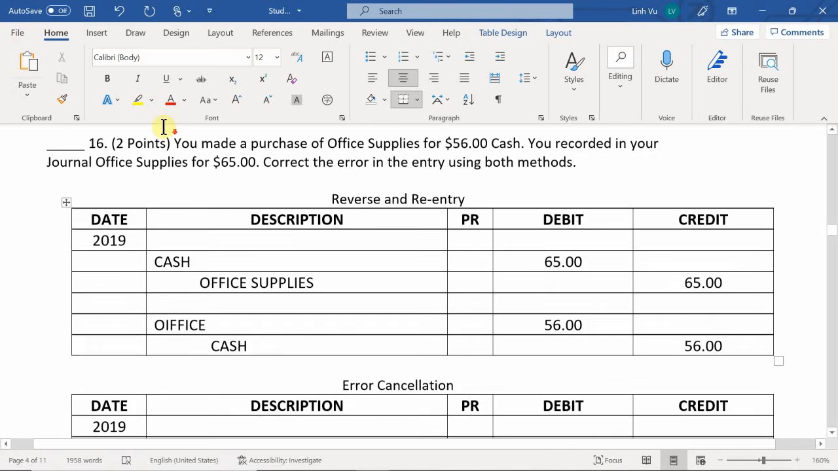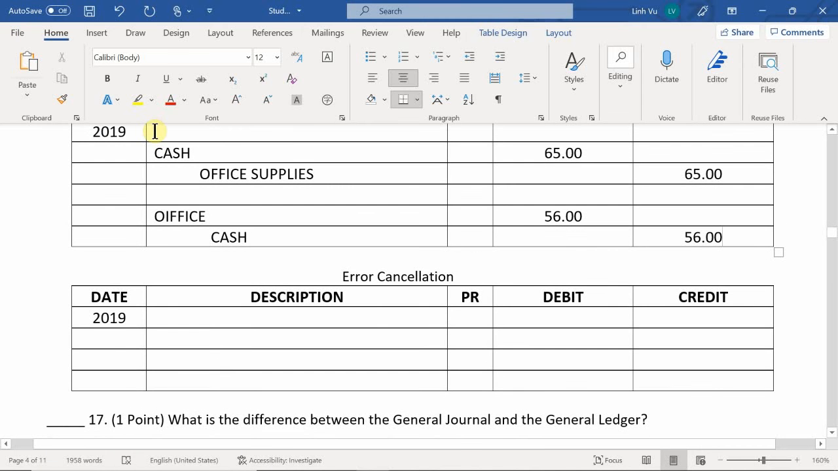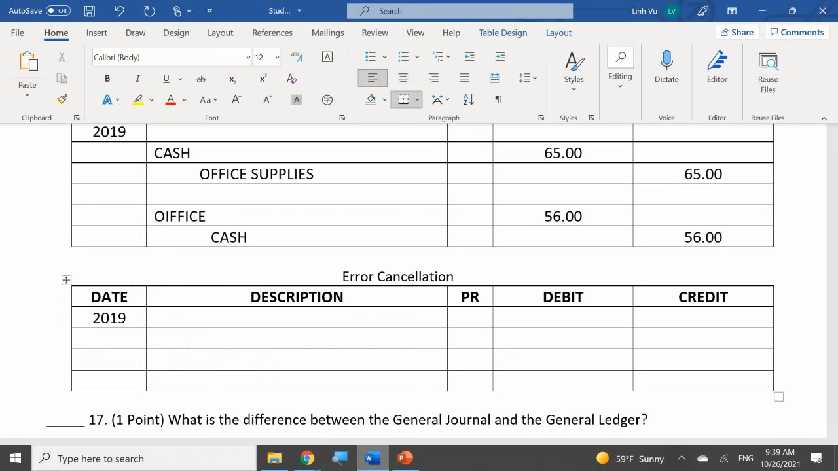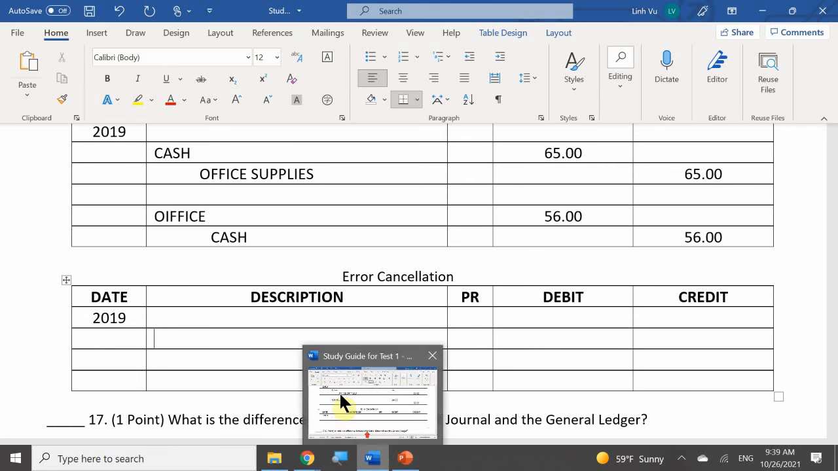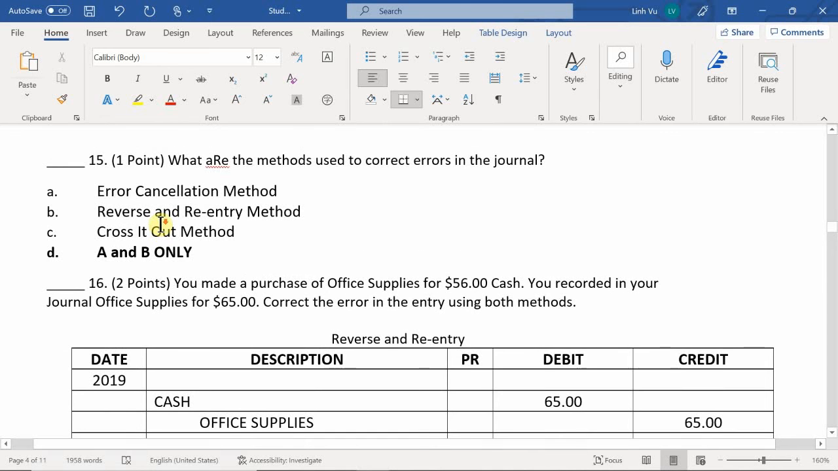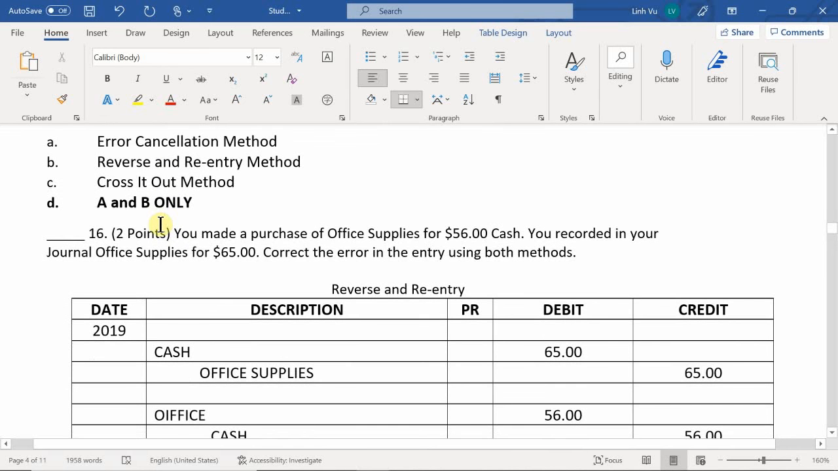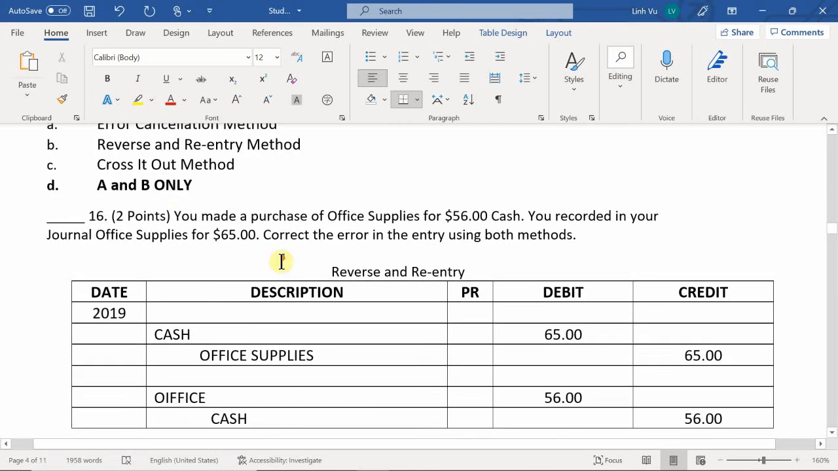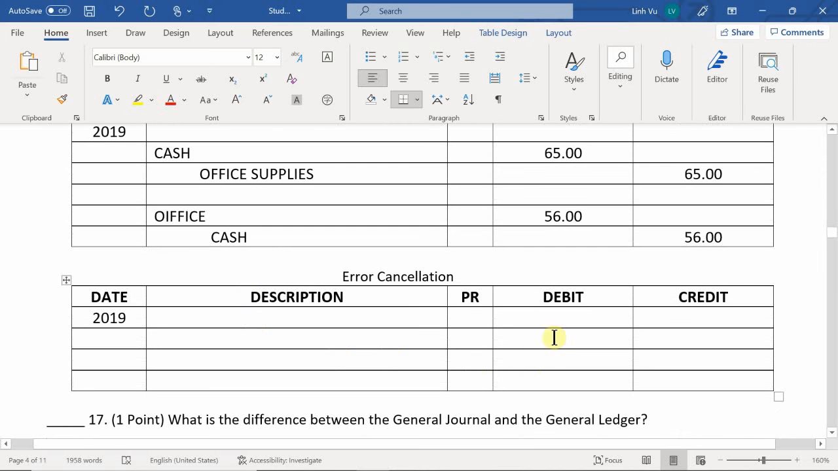Now let's talk about error cancellation. Okay. How do I journalize the error cancellation here? I need to determine two things. I need to determine what's the difference between the mistake. So what's the difference between 65 and 56? It's $9, good. It's $9, right?